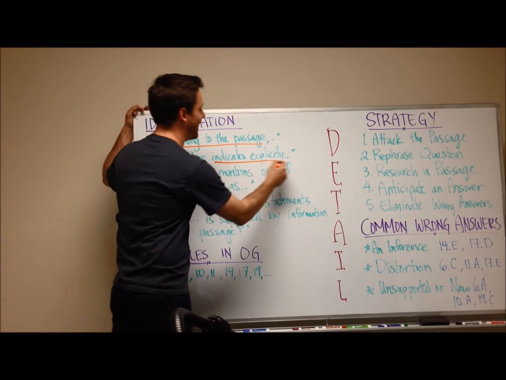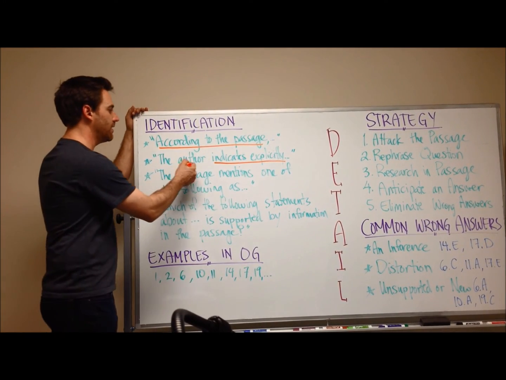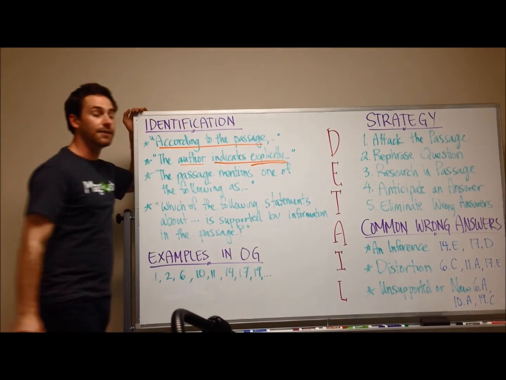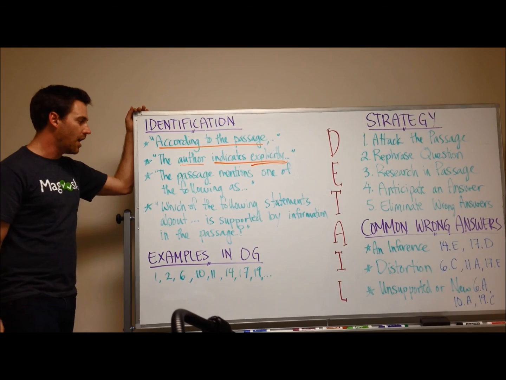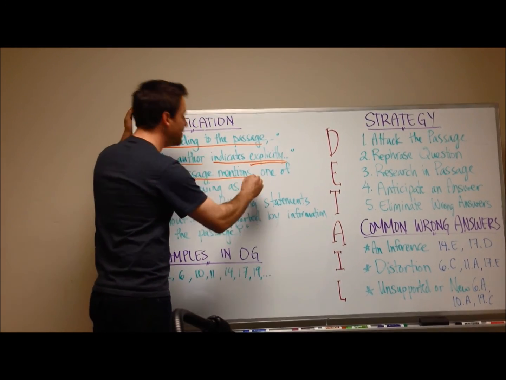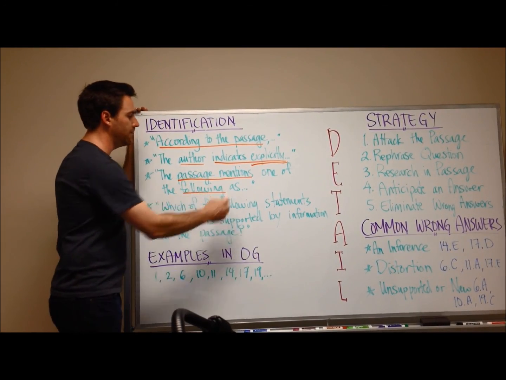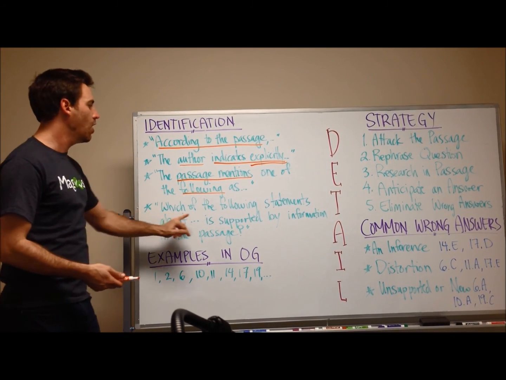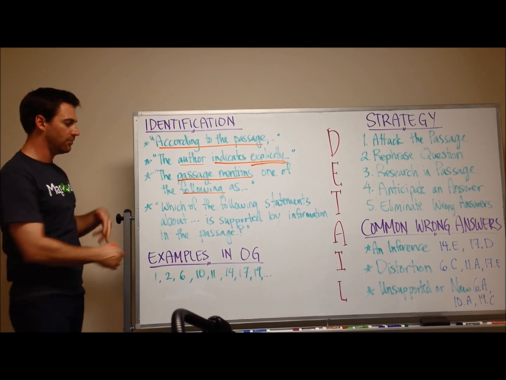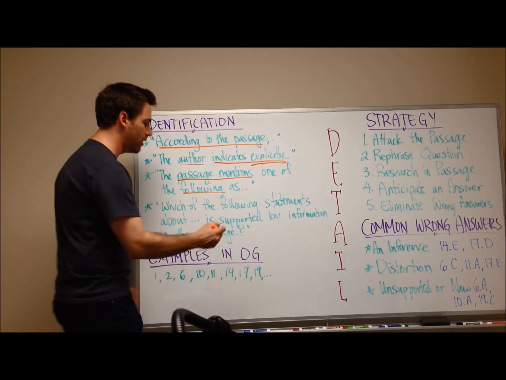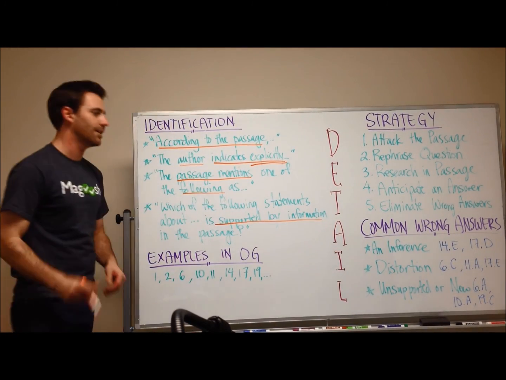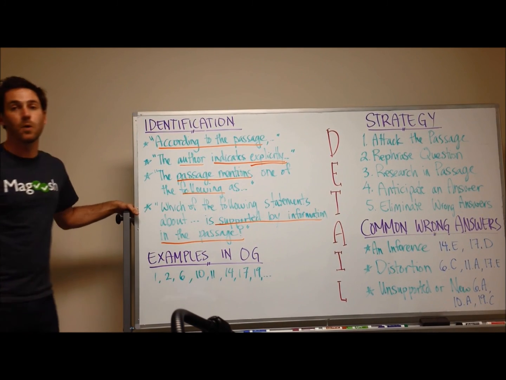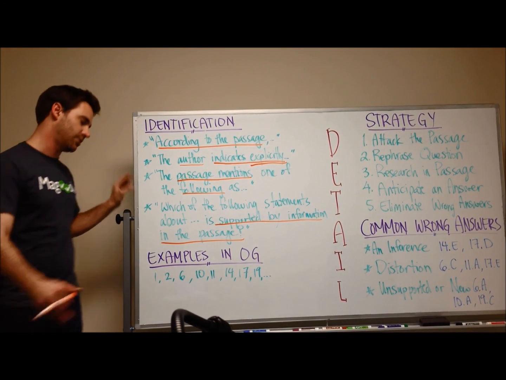Anytime you see "indicates explicitly," sometimes it'll be the author, sometimes it'll be the passage, but "explicitly" is really a clue that something's been written in the passage. Here's another similar one: "passage mentions one of the following." And so that's going to tell you, detail question. And then here's another example: "Which of the following statements about something in the passage is supported by information in the passage?" So we know that we're looking in the passage for the answer.